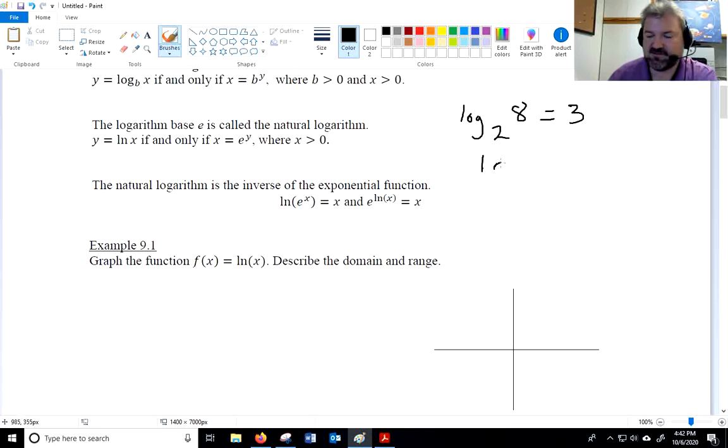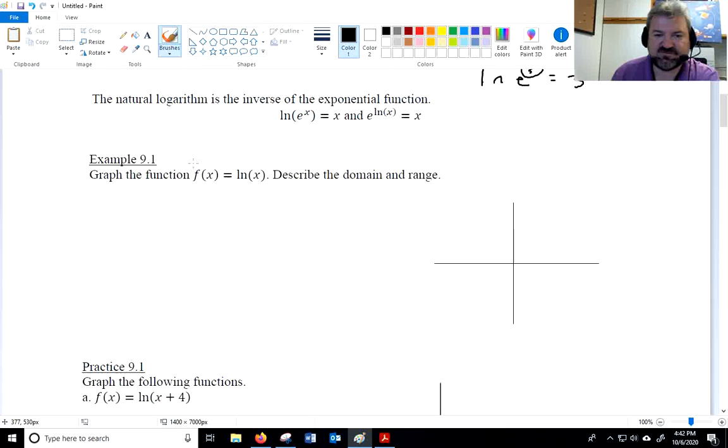So when I say the natural log of e to the third, I'm looking for a number that when I raise e to it, I get e to the third. Well, that's obviously 3. So that's why they kind of cancel each other out and give you that value.